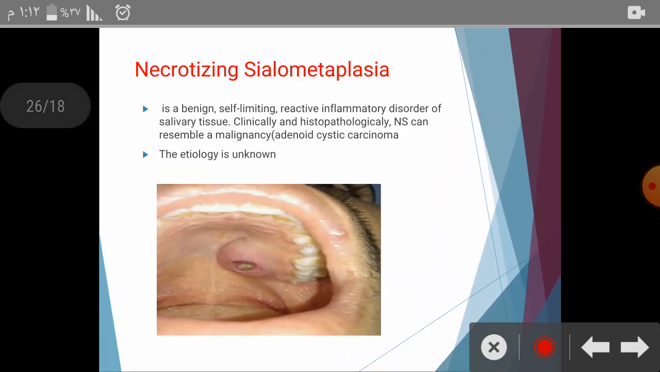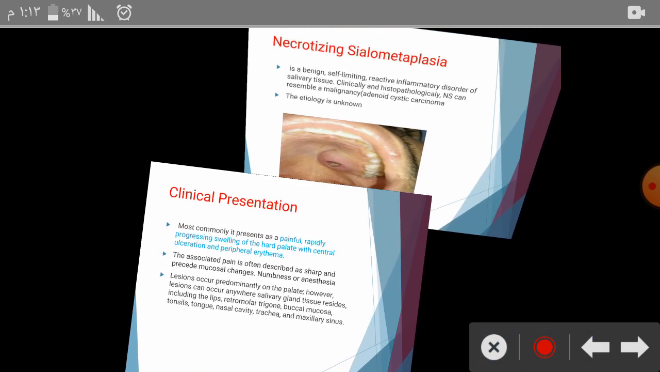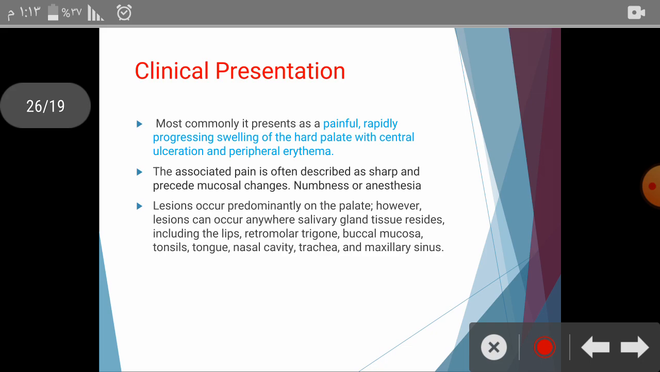Necrotizing sialometaplasia is a benign, self-limiting, reactive inflammatory disorder of the salivary gland. Clinically and histologically, it resembles tumors such as adenoid cystic carcinoma. The etiology is unknown. The clinical presentation is most commonly a painful and rapidly growing swelling of the hard palate, with ulceration in the center and erythema in the periphery.